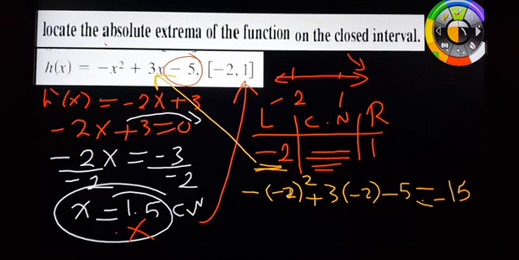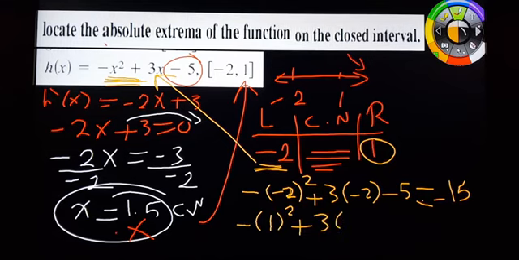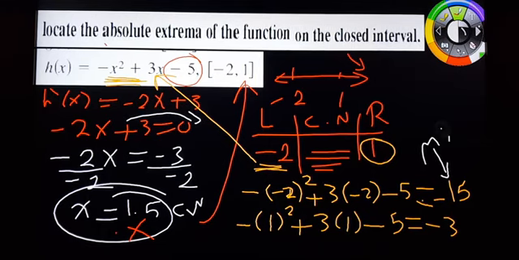Then take 1 and replace it here in the original function. So negative 1 to the power 2 plus 3 into 1 minus 5. Compute this one, which is -3. And we see here that -15 is the minimum value, and -3, which is bigger, is the maximum one.